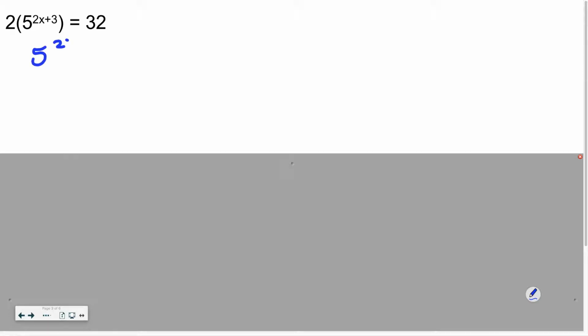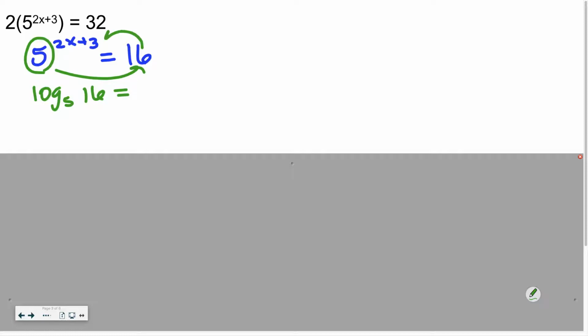So 5 to the 2x plus 3 equals 16. That 2 has to be divided over. There's no other choice. Now that the exponential piece is isolated, whatever's raised to a power is by itself. That's what I mean by that. Now that that is by itself, we can change forms. So we can say log base 5 of 16 equals 2x plus 3.